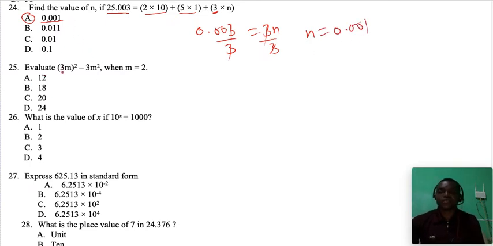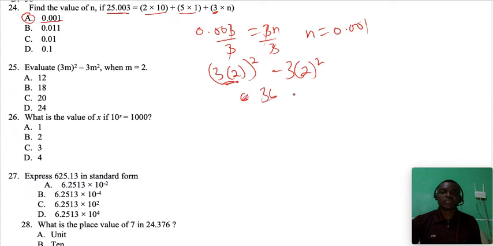Question 25. We are to evaluate (3m) squared minus 3m squared, where m is 2. So you just do substitution. So it will be 3 times 2 all squared minus 3 times 2 squared. So 3 times 2 is 6, and 6 squared is 36. Then 2 squared is 4, so 3 times 4 is 12. So 36 minus 12 is 24. So what you have to do is substitution.